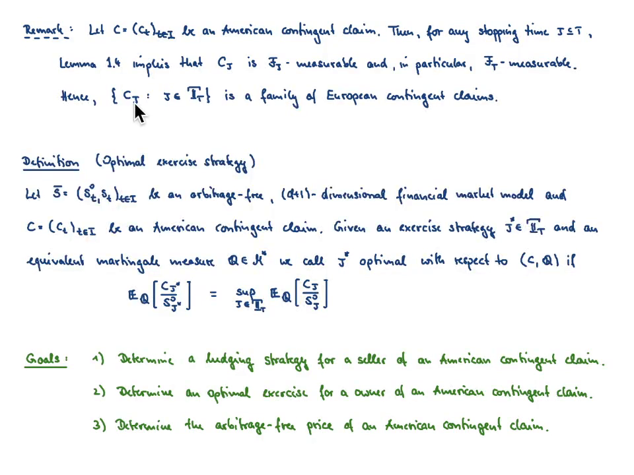So meaning the set C_tau, where tau is taken from our set of stopping times which are bounded from above by capital T, defines a family of European contingent claims. And this gives hope that later on when we discuss pricing of American contingent claims, we can use part of the theory we developed for European contingent claims.